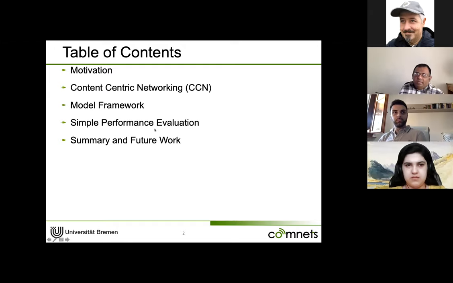So my talk will look at the motivation, why we did this. What is content-centric networking? The model framework that we developed, and a very simple evaluation. We just finished developing the model, so we have a very simple evaluation, and then the summary and what we plan to do for the future.